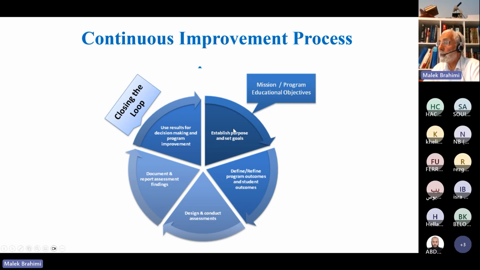This is done by the faculty, in fact. The faculty are the ones who establish this set of goals, and these goals have to be consistent with the mission of the university and the mission of the department. They have to be consistent. If they are not consistent, you're not going to get accredited. After that, you move to define and refine program outcomes like the student outcomes, which we saw before.